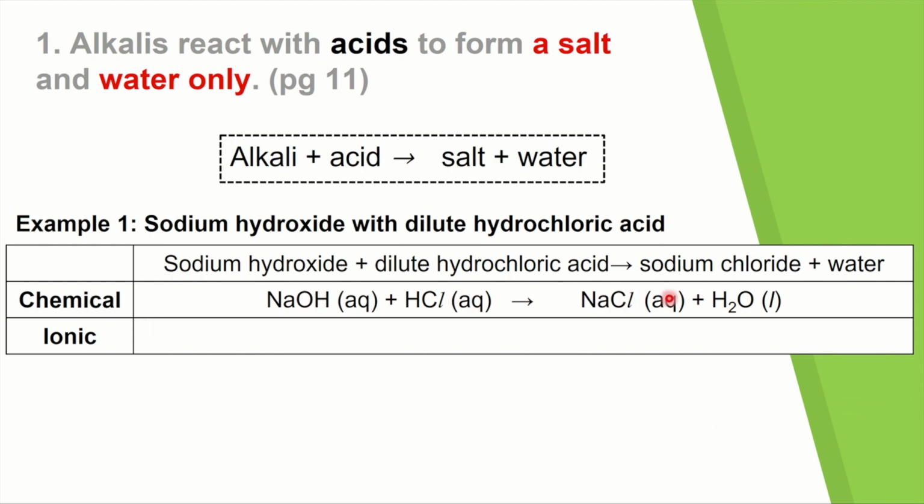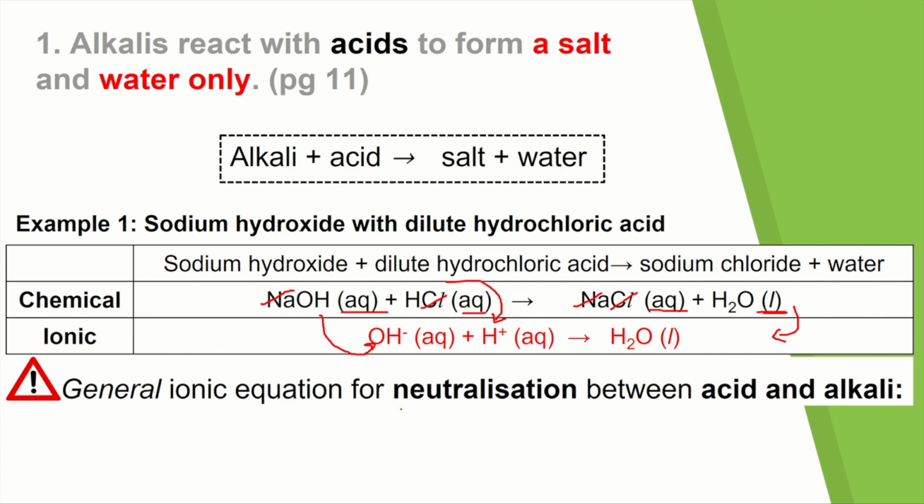Okay, so for aqueous, I can split them into their individual ions. I will cancel out Na+ here. I will cancel out Cl-, Cl-. H2O liquid, I will copy and paste into my ionic equation because only aqueous state I can split into individual ions. And then I will get this. If you realize, OH- is from the alkali, H+ is from the acid, and then my water is formed. So this is what we call neutralization reaction.